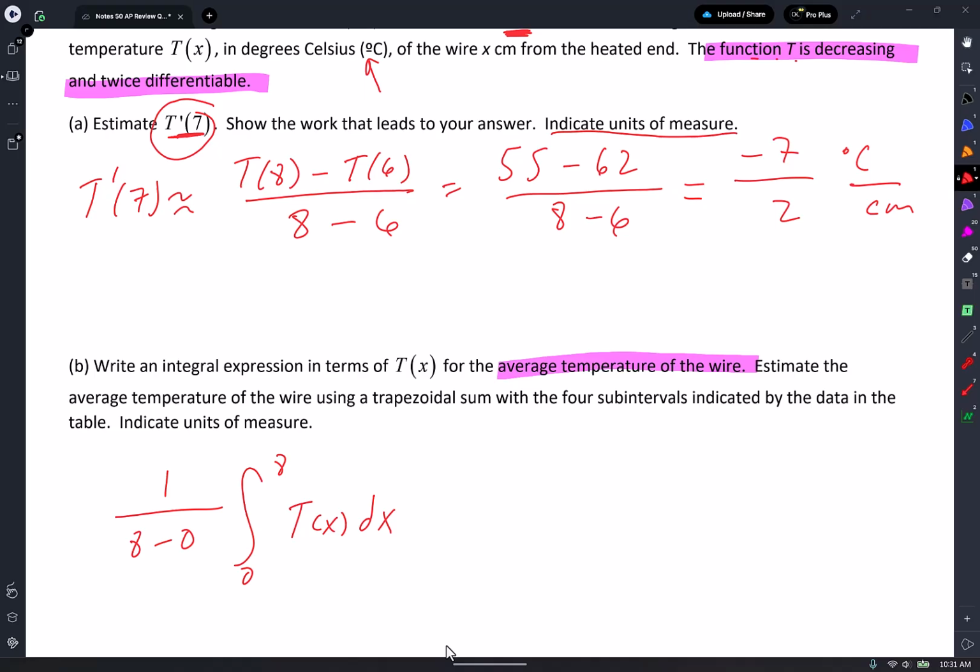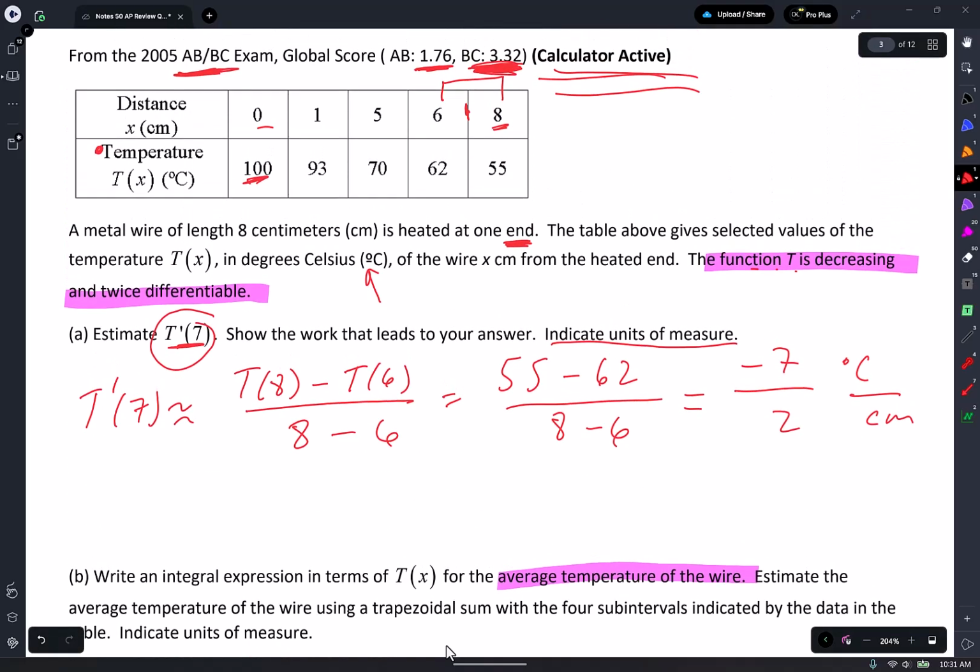You can write dt if you want. I put an X in there. Does that make sense, guys? Yes. All right, there it is. That's my average temperature of the wire between 0 and 8. And they want me to use a what?